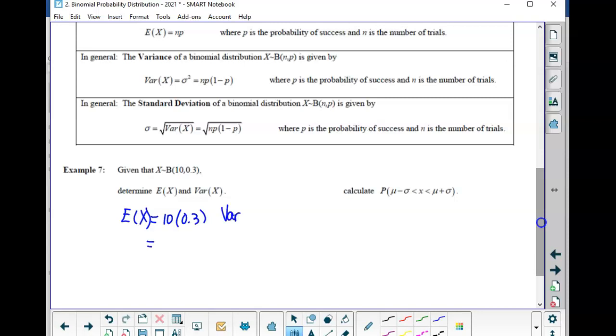And then variance of X is number of trials times the probability times 1 minus the probability. Three times 0.7 is 2.1.